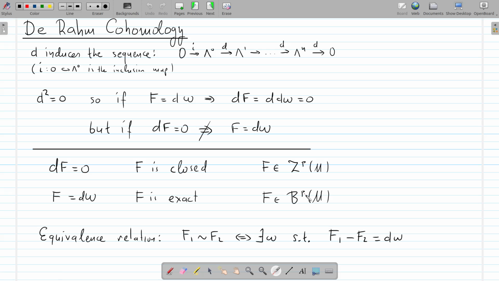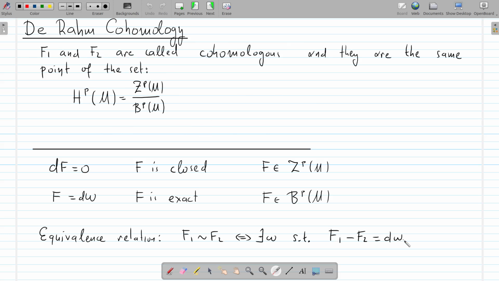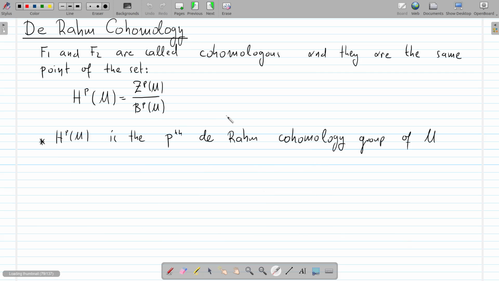Then an equivalence relation can be defined for closed forms. So if f1 and f2 are closed forms, we say that they are equivalent if their difference is an exact form. So we can form the quotient space of Z^p by B^p by this equivalence relation, and this is called the pth de Rham cohomology of the manifold M.